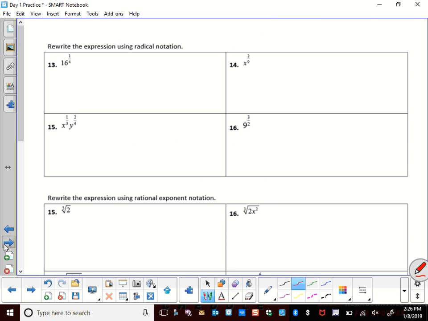All right, let's look at the back. It says rewrite it to radical notation. So under my radical is 16, my power is 1, my root is 4. You don't have to write that 1 if you don't want to. Number 14, we have x, my power is 2, my root is 9.